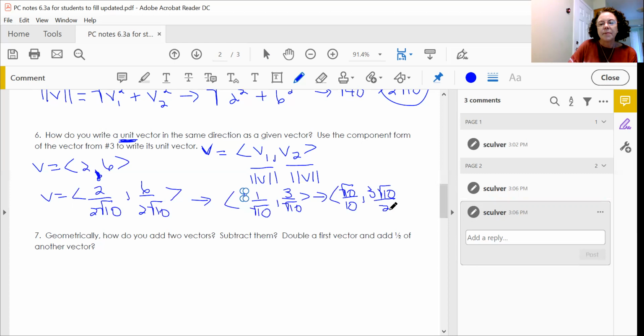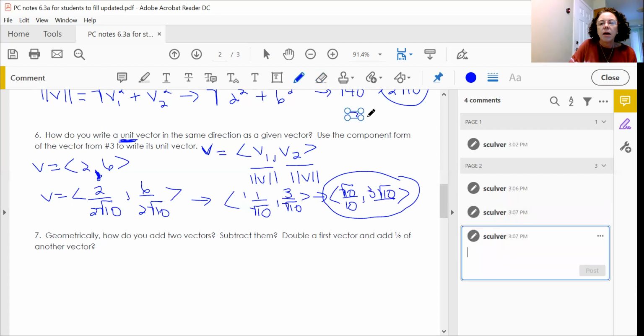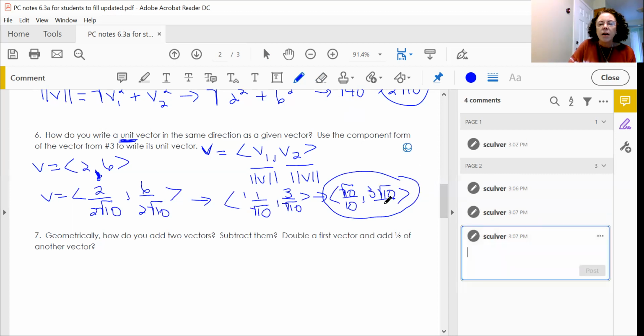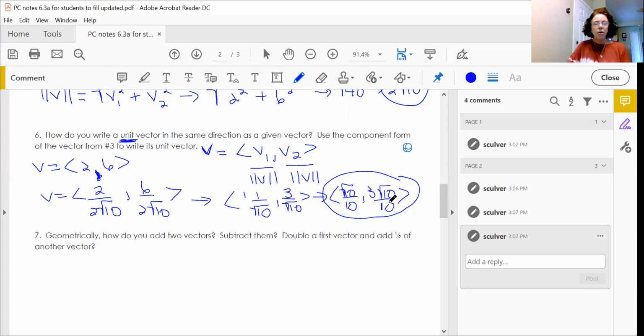If you took the time to find the magnitude of this vector, the square root of 10 over 10, comma, 3 square roots of 10 over 10, you would find that you have a vector with a magnitude of 1. Let's go to number 7.